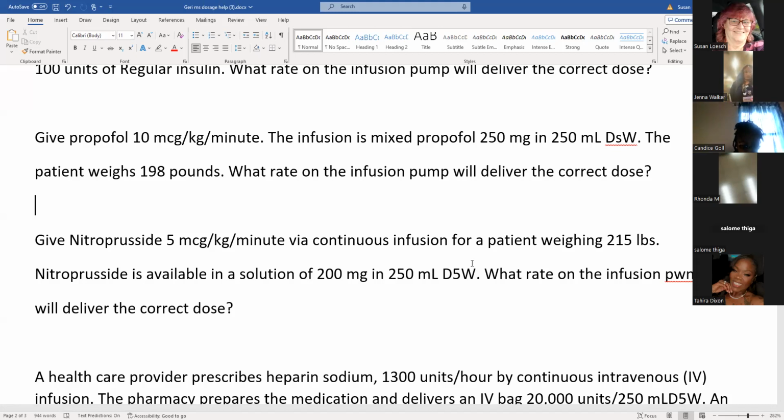Okay. So if it's desired over have, then you just have to look for the desired dose and what you have on hand. It doesn't matter what's in that question. Okay. What do you have on hand here?